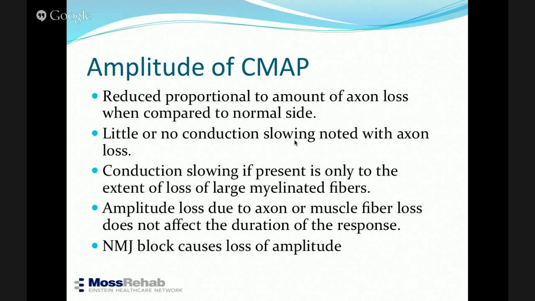When there is axon loss, there is going to be some slowing, not a whole bunch, because of loss of the fastest. Sometimes you could have lost the fastest conducting fibers. Only the mid-range fibers may be intact. So that would slow the conduction velocity a little bit.